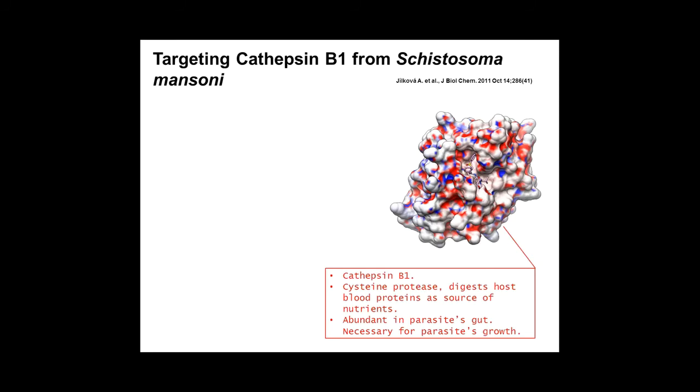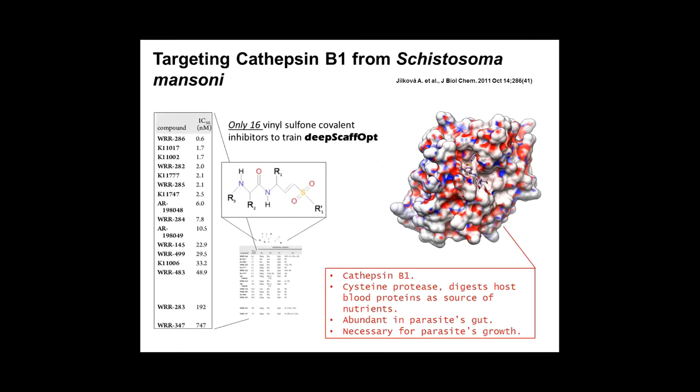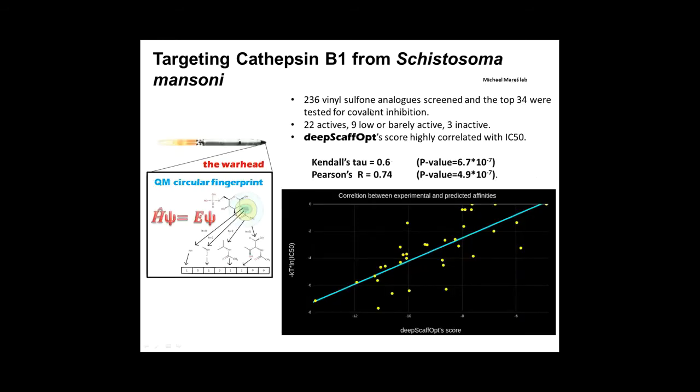The next example I want to show you, a real application, is for cathepsin B1 from Schistosoma mansoni, which is a very notorious parasite that causes schistosomiasis. This protein is a cysteine protease and digests our blood proteins in order for the parasite to use them as nutrients. And of course, it's abundant in the parasite gut and it's essential for its growth.